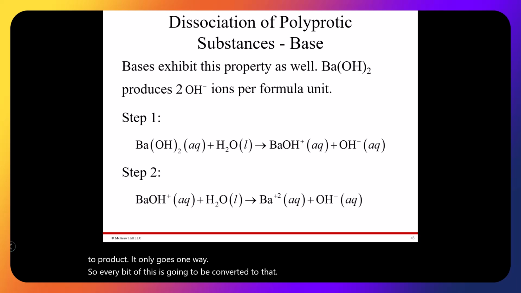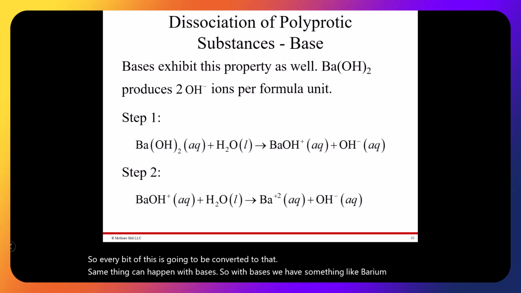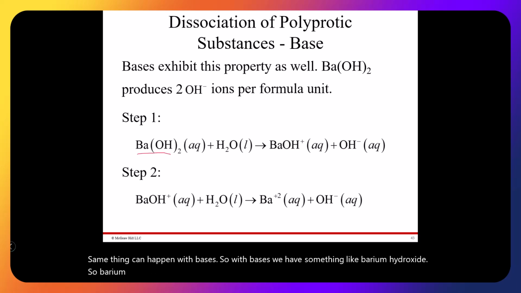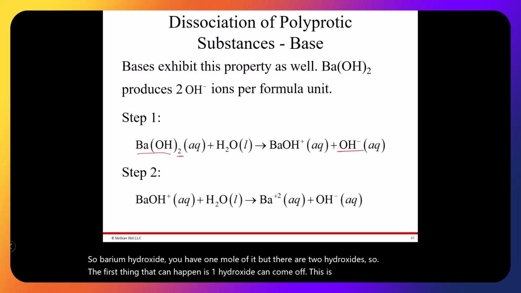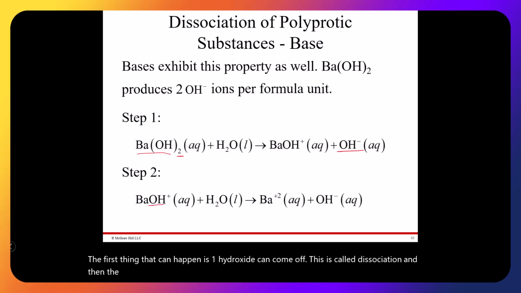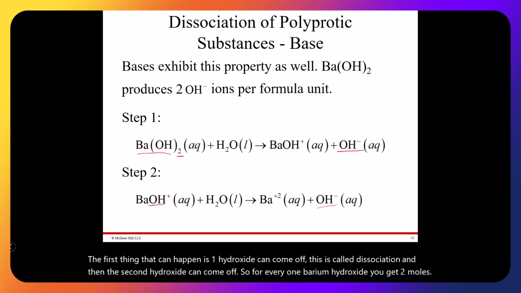Same thing can happen with bases. So with bases, we have something like barium hydroxide. So barium hydroxide, you have 1 mole of it, but there are 2 hydroxides. So the first thing that can happen is 1 hydroxide can come off. This is called dissociation. And then the second hydroxide can come off. So for every 1 barium hydroxide, you get 2 moles of hydroxide ion.